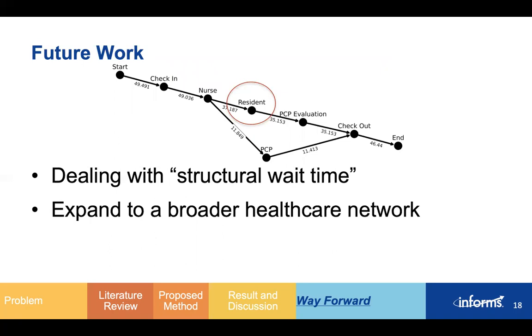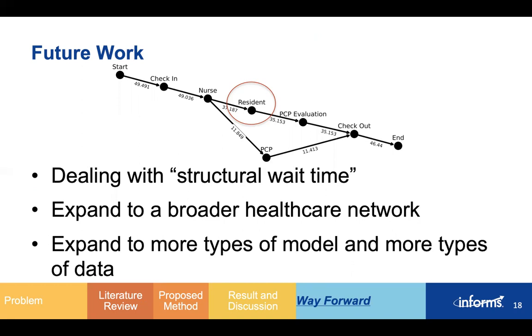And we can expand the method to a broader healthcare network, such as the hospital network, hospital or healthcare supply chain or supply network, and health plan network. We can also use more types of models and more types of data to improve a process in different ways and verify each other.